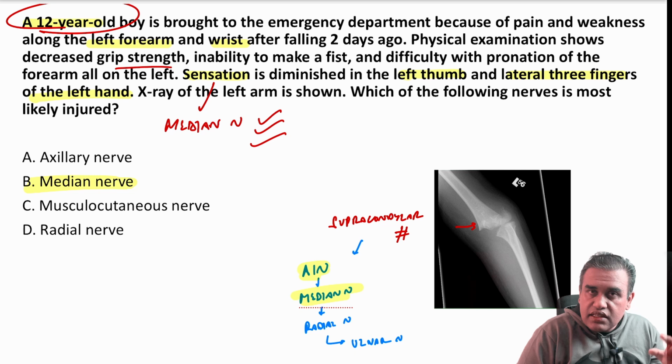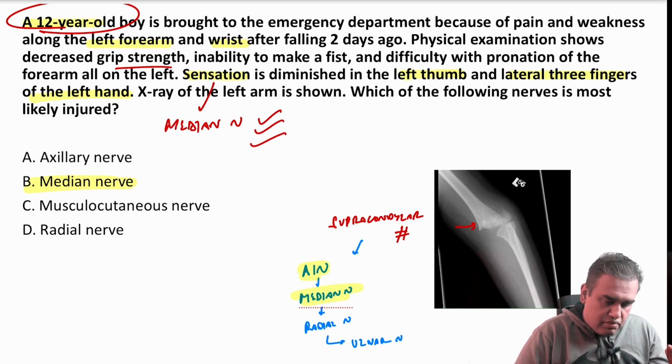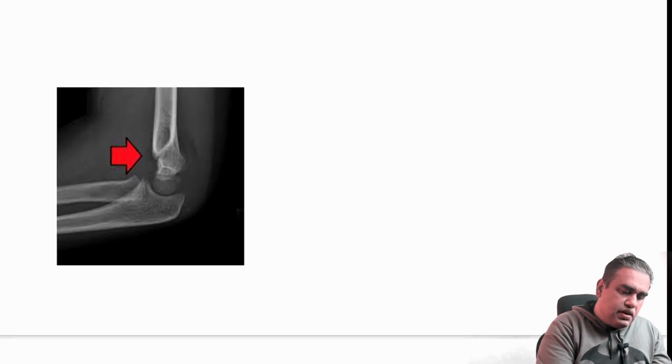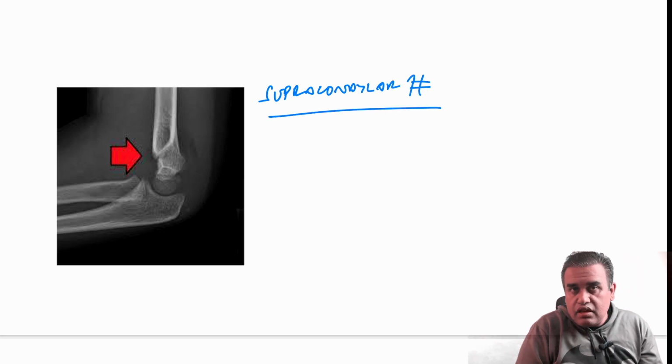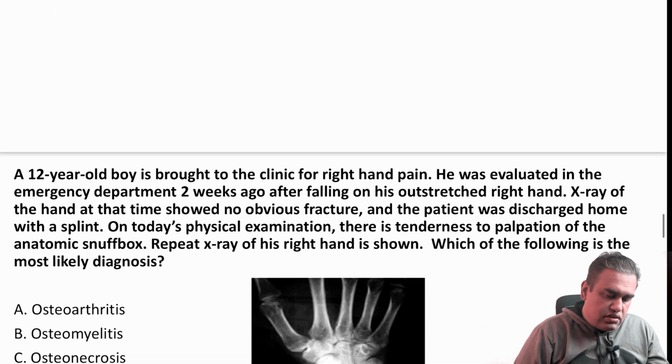Combining sensory and motor and the supracondylar fracture, median nerve is the answer over here. ठीक है, not the axillary, not musculocutaneous, not the radial. Got the point? Okay, have a look at this image. Another image of the similar, ये image भी आ सकती है, वो तो supracondylar fracture. Supracondylar fracture, and you know the age wise also, if orthopedics में पढ़ोगे, it's quite common in this age. Okay, so moving on to the next one.